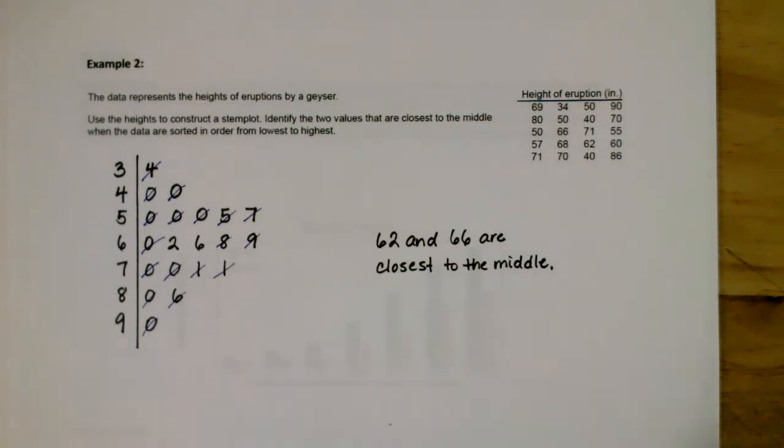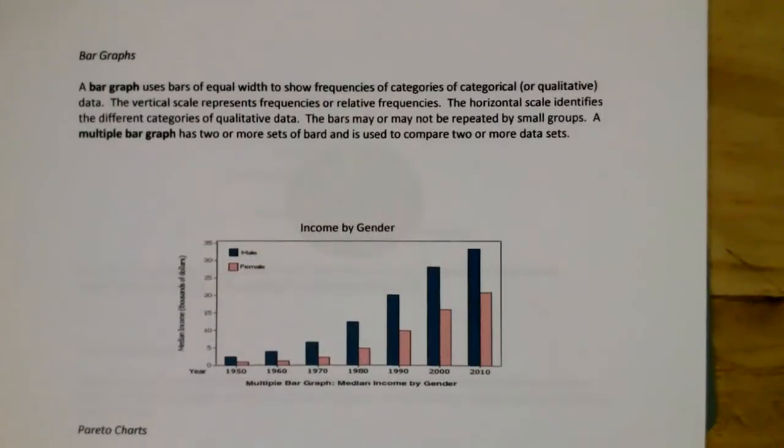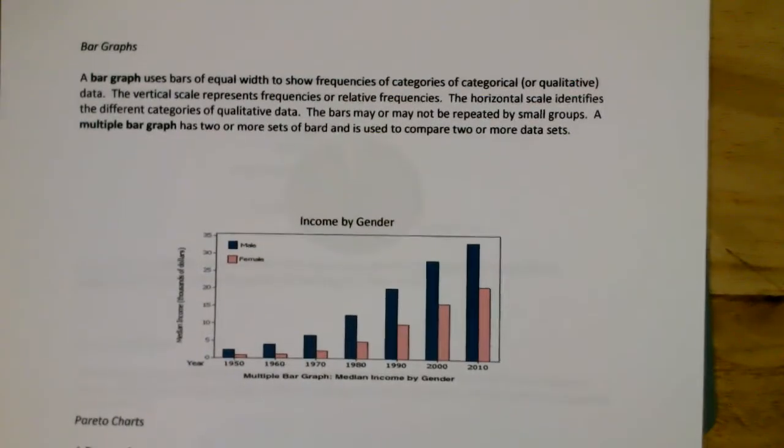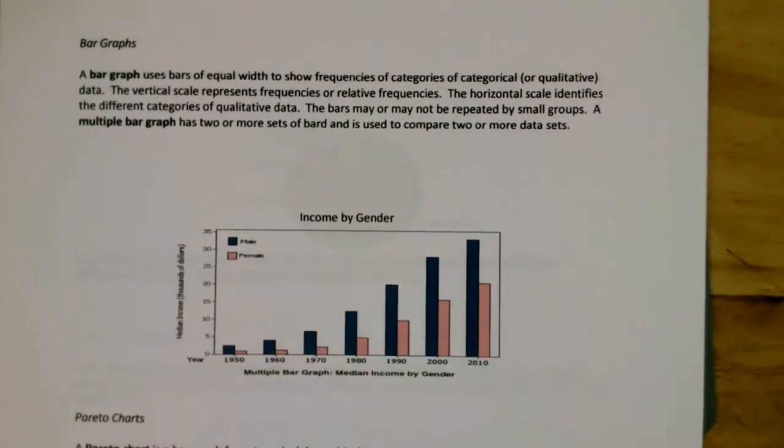Okay. All right, next we'll look at a bar graph. So this is what a bar graph looks like. It uses bars of equal width to show frequencies of categories of categorical or qualitative data. So there's another definition. Qualitative data is considered to be categorical data because you're dealing with categories here. And in this case, we're dealing with these individual decades from 1950 to 2010.